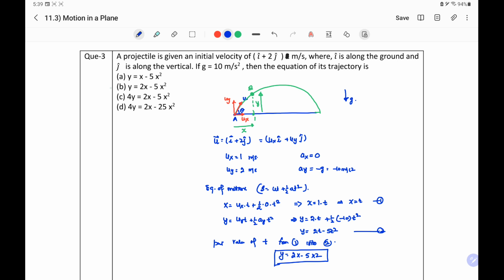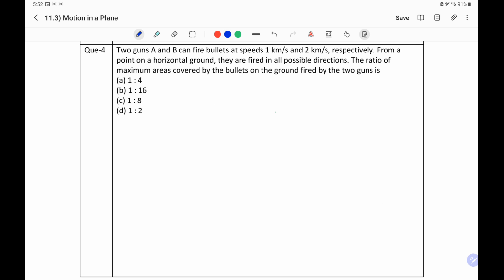Fourth question is, two guns A and B can fire bullets at a speed of 1 km per second and 2 km per second respectively. From a point on the horizontal ground, they are fired in all possible directions. The ratio of maximum area covered by the bullets on the ground fired by the two guns is. It is the problem related with the range of the projectile.